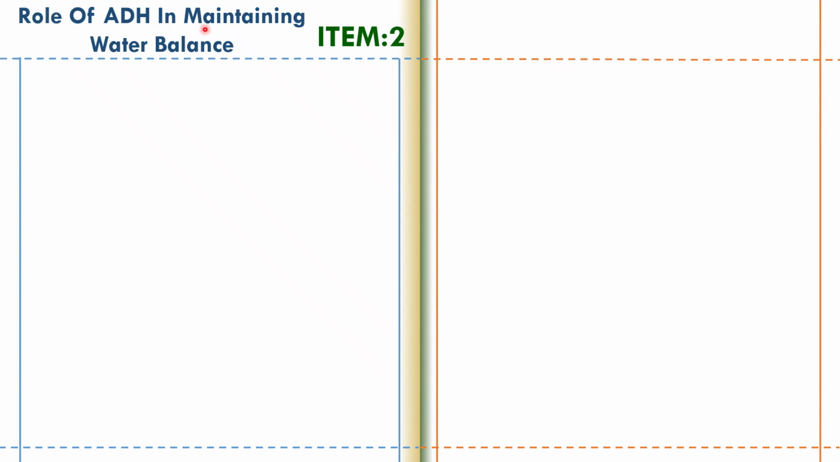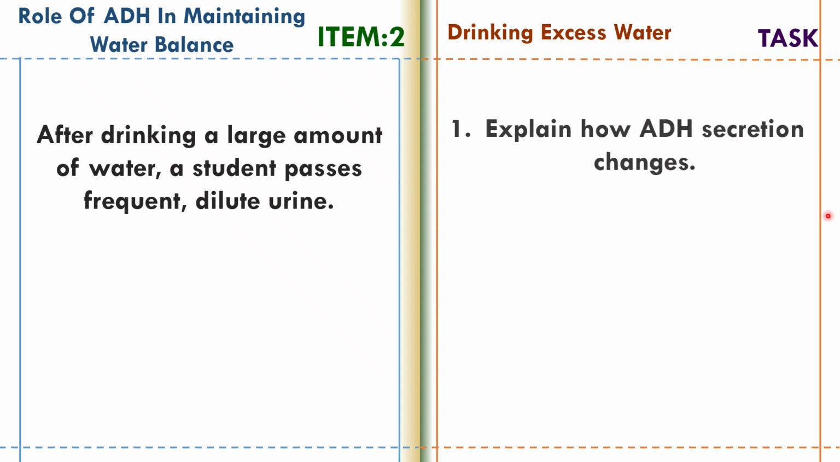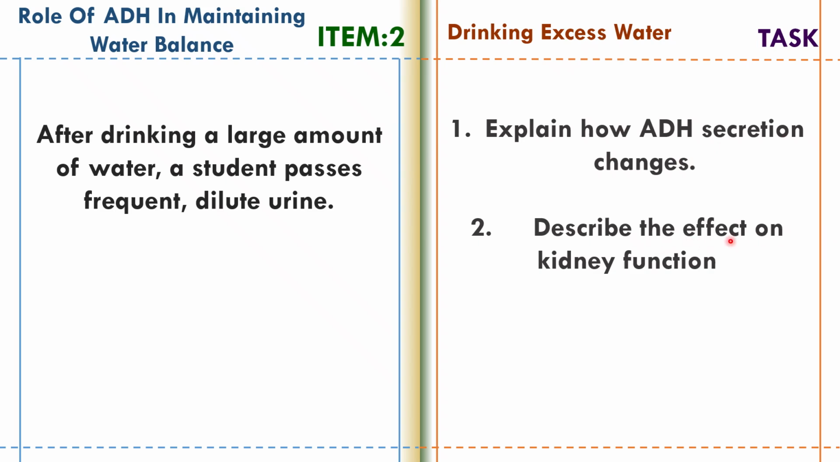Role of ADH in maintaining water balance, item 2. Looking at drinking excess water. After drinking a large amount of water, a student passes frequent dilute urine. Task: explain how ADH secretion changes. Describe the effect on the kidney function.